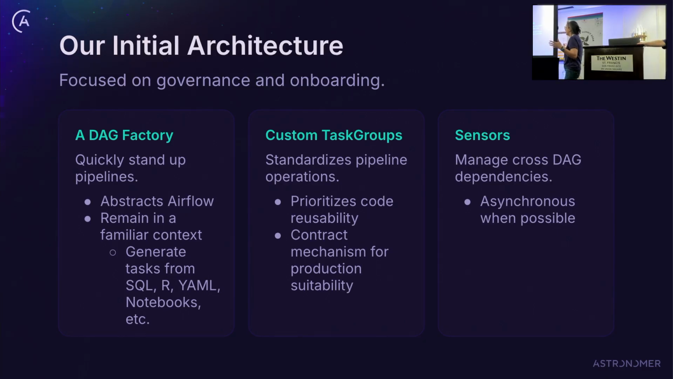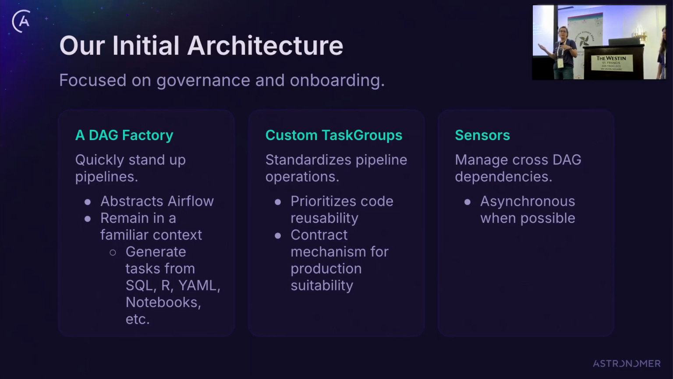So in our pipelines, we had very common themes. We're either ingesting data, transforming data, manipulating the data somehow, or delivering it somewhere. So taking each of those operations and creating custom task groups to cover those use cases allowed us to prioritize code reusability and also act as a contract mechanism for production suitability. Everyone that is transforming the data is going through the same steps. And so that just ensured that our pipelines were manageable and everyone was doing the same processes.